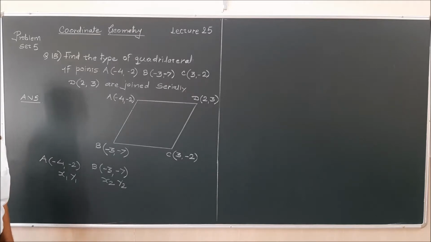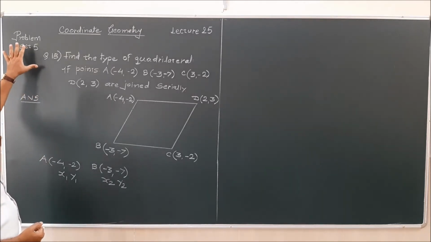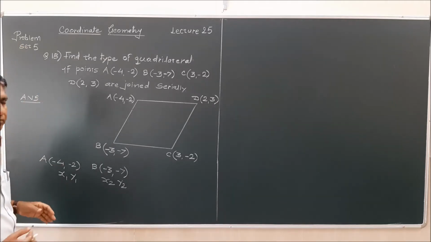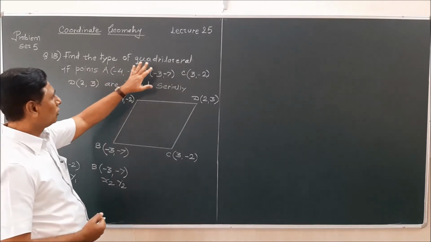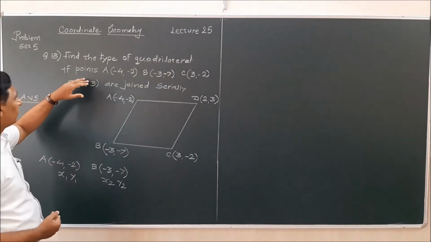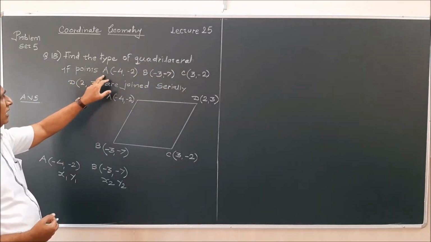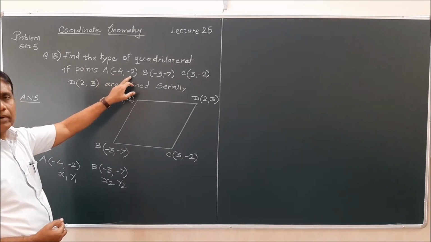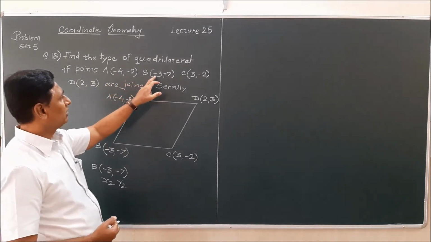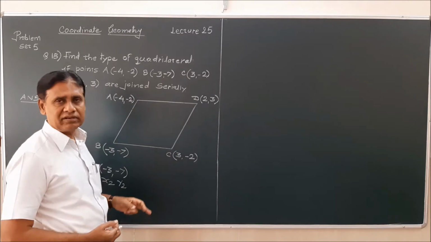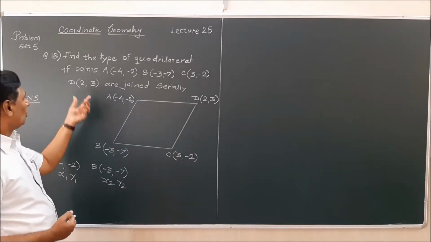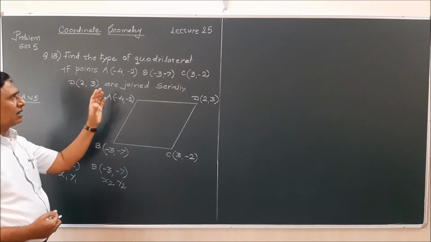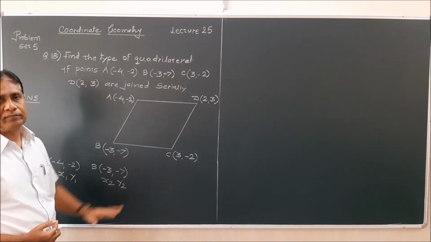Now welcome to lecture number 25. Question number 18, problem set number 5. The question is: find the type of quadrilateral if points A(-4, -2), B(-3, -7), C(3, -2), D(2, 3) are joined serially.